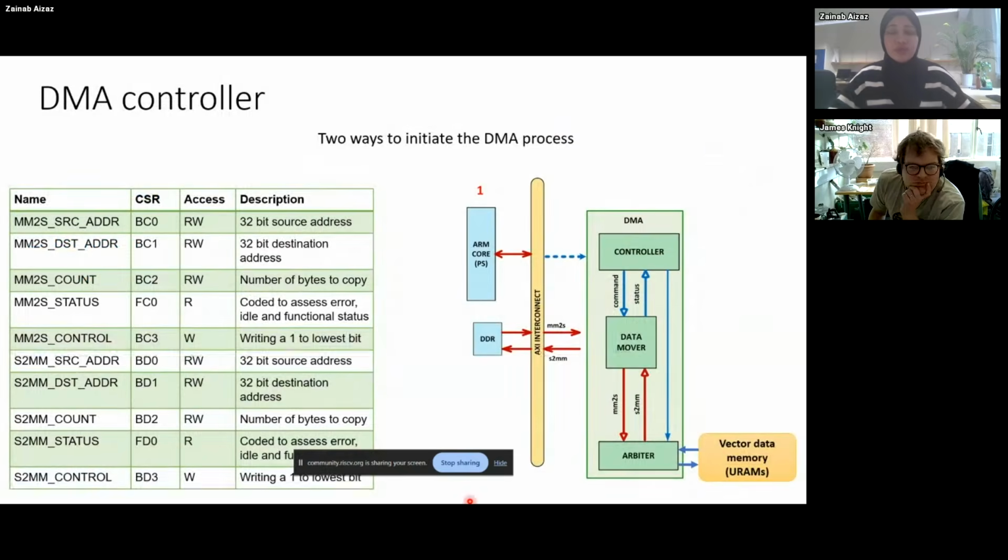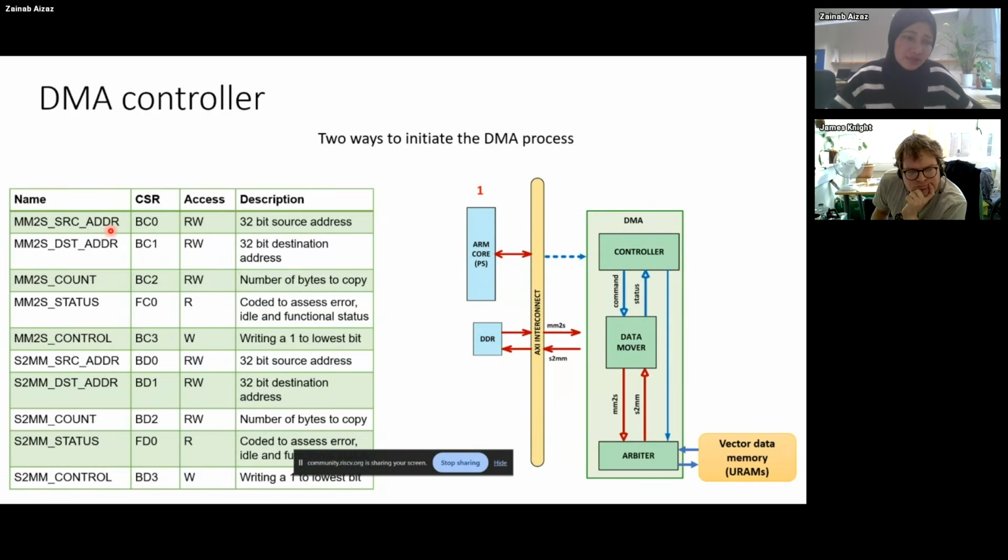Now, a DMA controller, as I just told you, does not work only based on the ARM core, but first let me focus your attention towards this table on the left-hand side. You can see there are 10 registers. These are the registers we built inside the controller FSM, the finite state machine. So these registers, how do they work?